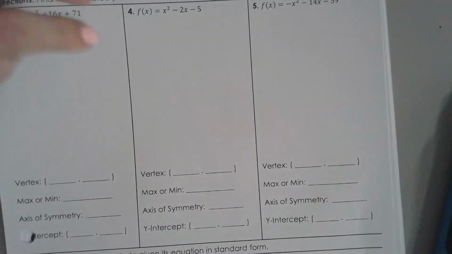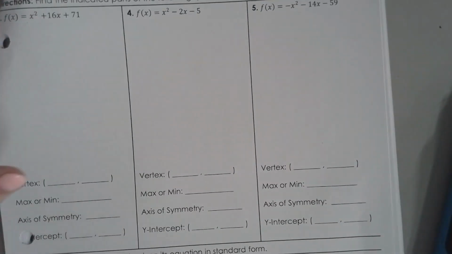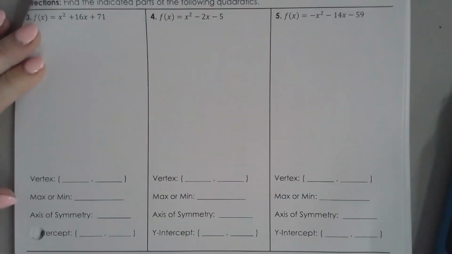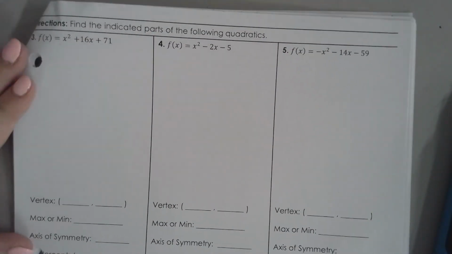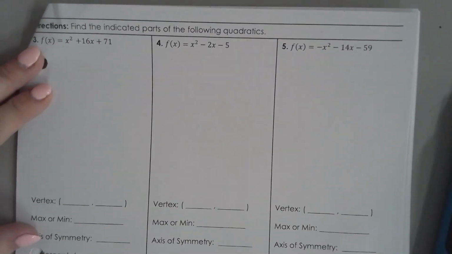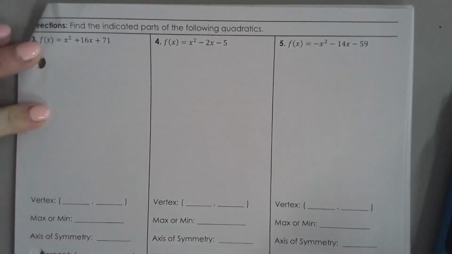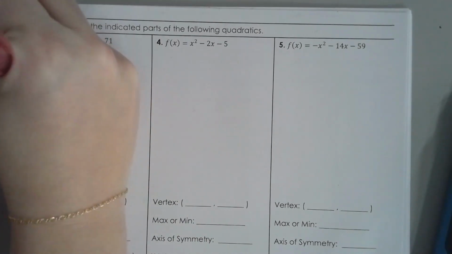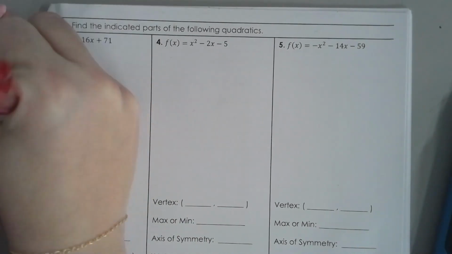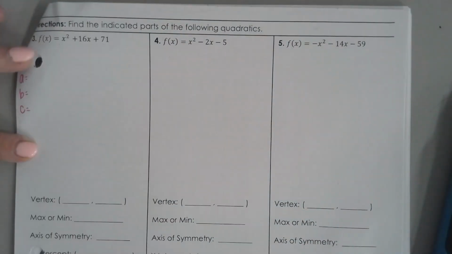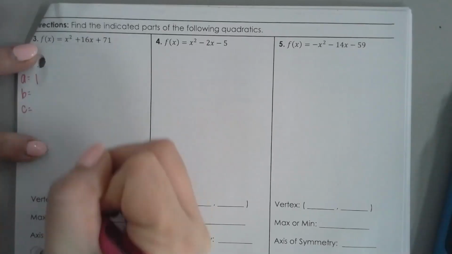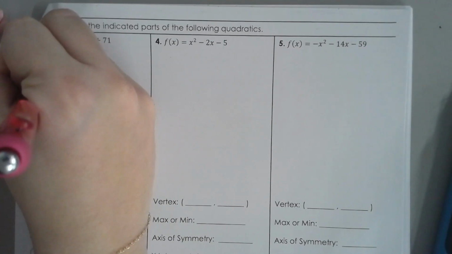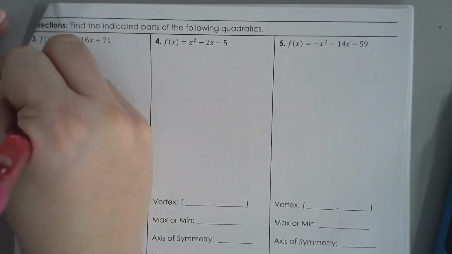So let's go to the back where we're going to do a few examples, but now I'm asking for more than just the vertex. But the only thing that we have to calculate is the vertex. My A is what? Good. B, C, 71.